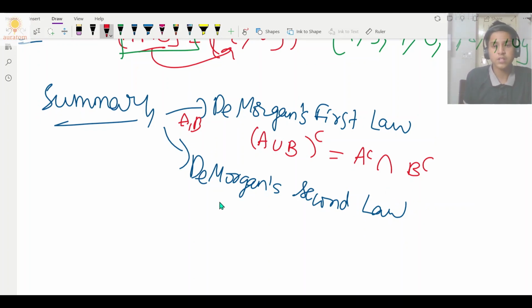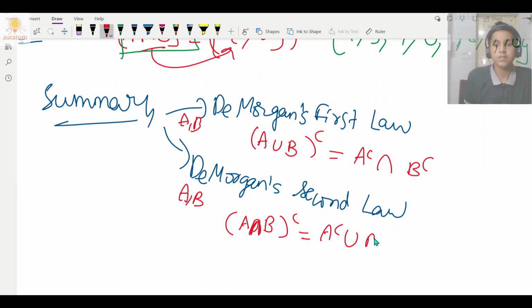So what is De Morgan's second law? De Morgan's second law states that for two sets A and B, the absolute complement of A intersection B is going to be the union of their complements. So the absolute complement of A intersection B is equal to the union of A complement and B complement. So that's all that we have learned today.